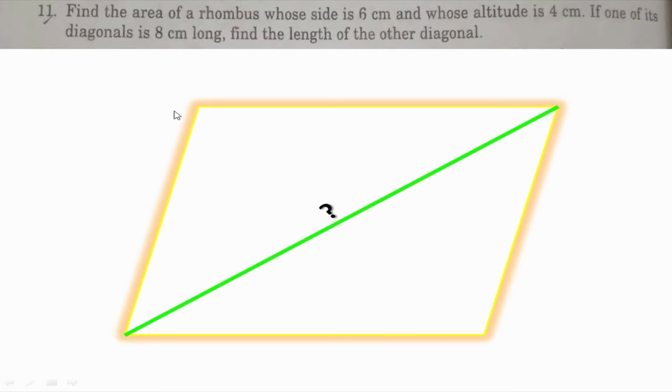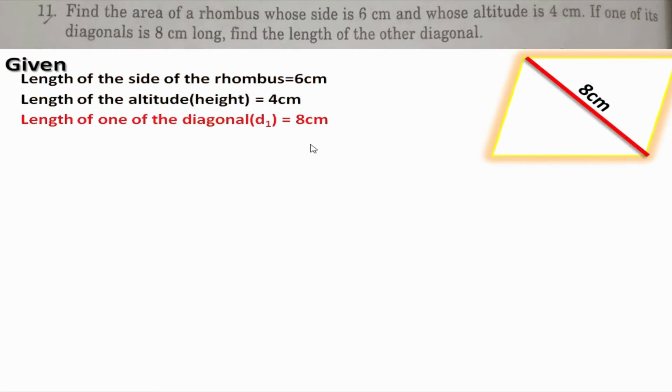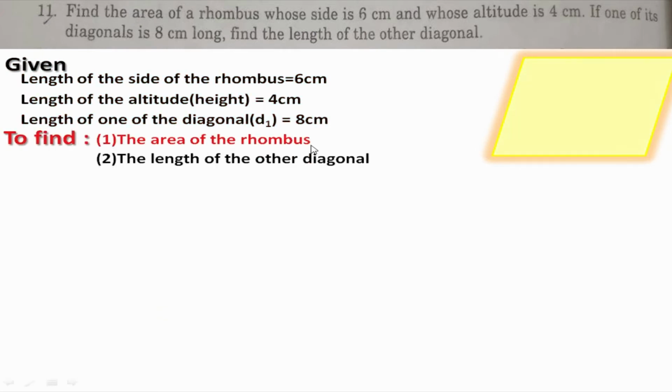I have already explained what all things have been given to us in the question. Now we have to find the area of the rhombus. Here you can see the blue and yellow colored portion, whose area we have to find, and we also have to find the length of this green line. Agreed? The question has asked us to find these two things, the area of the rhombus and the length of this green line, which is the other diagonal.